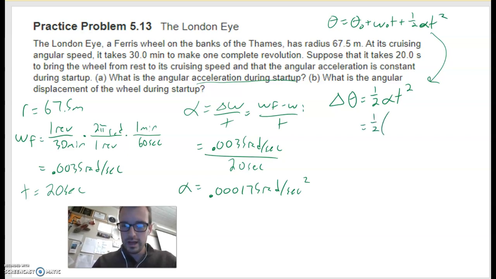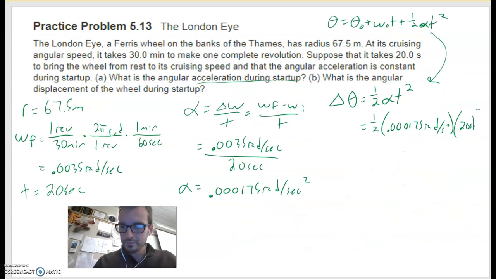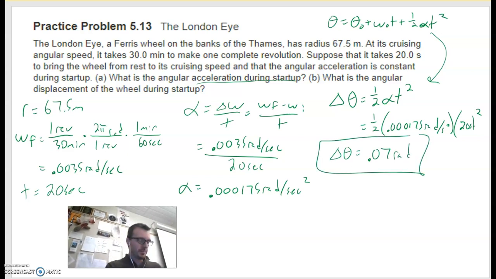And that's just going to be 1/2 alpha, so 0.0000175 radians per second squared, times our time, which is 20 seconds, and that one gets squared, like so. And so I'm going to multiply our answer by 20 squared, which is a pretty large number. And so this one, the delta theta, is going to be 0.07 radians for our angular displacement of the London Eye over those 20 seconds.